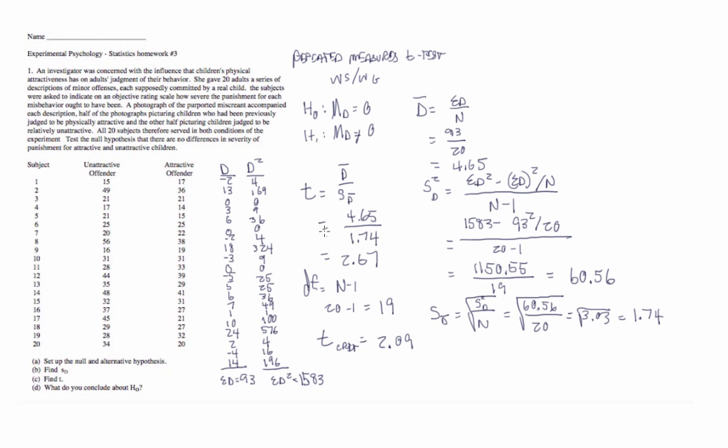And so we compare our t obtained, 2.67, to our t critical, 2.09. What we find is that because our t obtained is greater, we are able to reject the null hypothesis, that there is no difference between people's ratings of an unattractive offender and an attractive offender. And that is how to do homework 3, which is a repeated measures t-test.